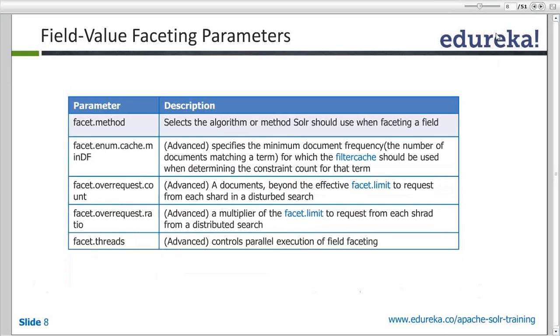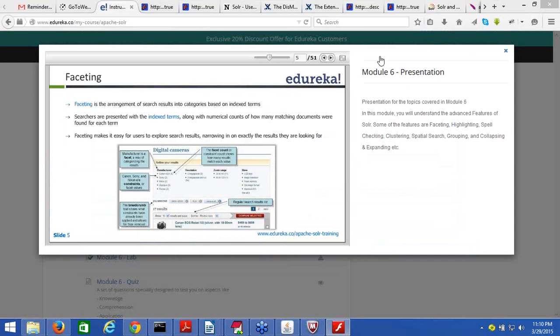Let us see, okay, we have a few more parameters here. Facet.method is again the algorithm in which we can specify if we want to create the facet using some other algorithm. And I think filter cache and stuff like these are again more advanced features.